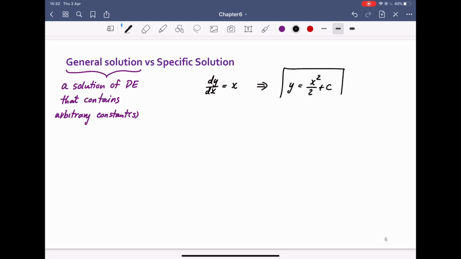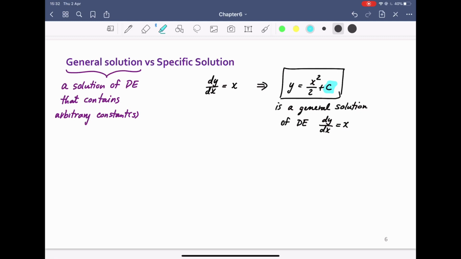This is a general solution of the differential equation dy by dx equal to x, right? You can see this is called a general solution because you have c here. This is the value that you have not specified. So the value of c can be anything. So this is still called a general solution because the solution is general.